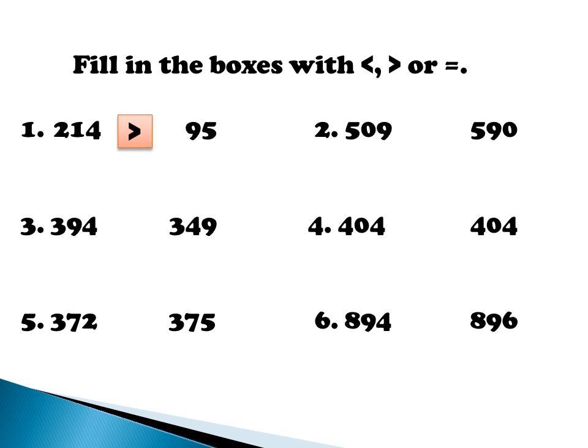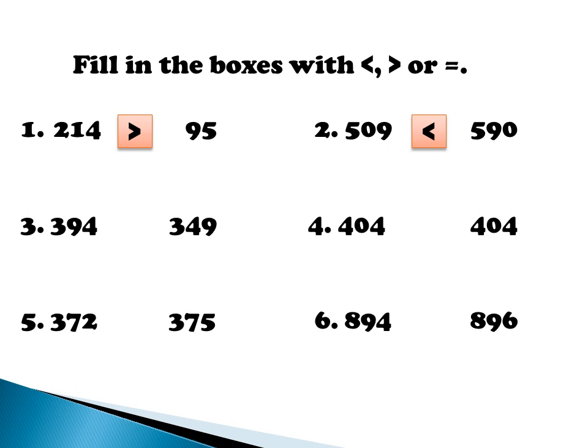Let's see the next one. Number 2, 509, 590. Now which number is greatest here? Let's see the hundreds place. Here in hundreds place both the digits are the same, that is 5. Now let's see the tens place, 0 or 9. Yes, 9. So the number 590 is the greatest number. Now let's see number 3, 394, 349. Which number is greatest? Let's see.